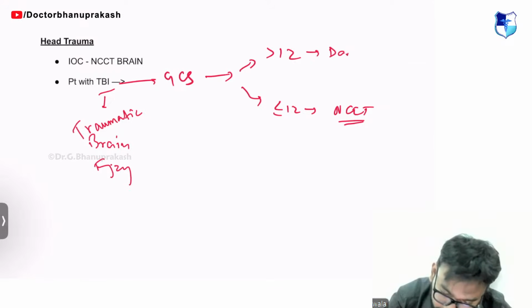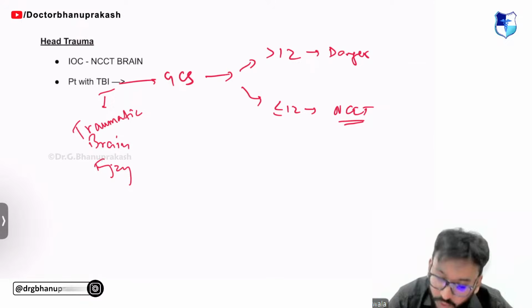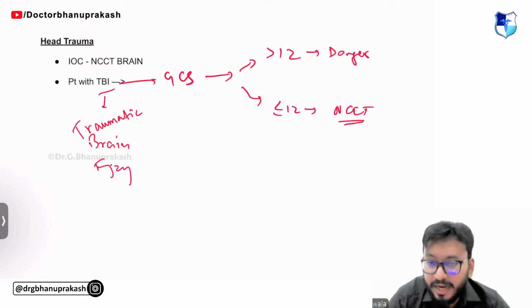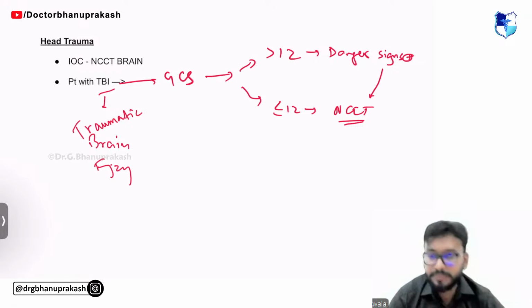If there are any danger signs, what are the danger signs, guys? If the age is more than 60, if there is any focal neurological deficit, if there is headache, vomiting, seizures, all of these things are danger signs. If danger signs are present, then again you go for a CT.